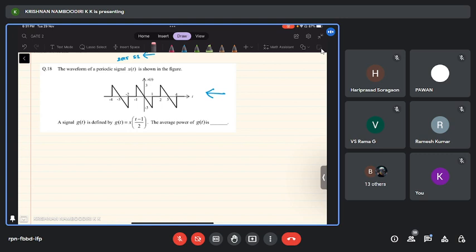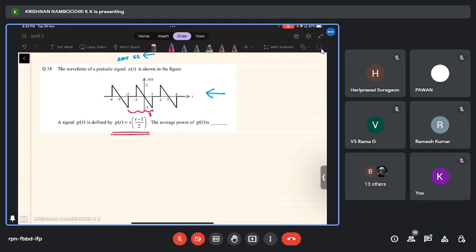So the period is, as you can find out, this is one period, right? So this period is 3. Now we are obtaining a new signal g of t, which is defined as g of t equal to x of t minus 1 by 2. And it's asked to find out the average power of g of t.